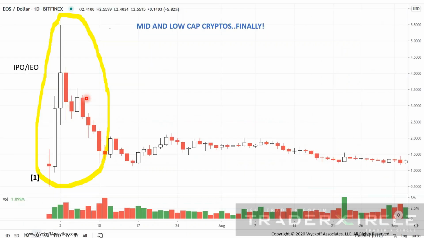Now let's see this strange round structure. Finally, on small crypto caps. Look at the crazy price action at point 1. It's the ICO pattern. The universe of cryptocurrencies mimics the traditional stock market dynamics. The initial coin offering mimics an IPO, which is the initial public offering.